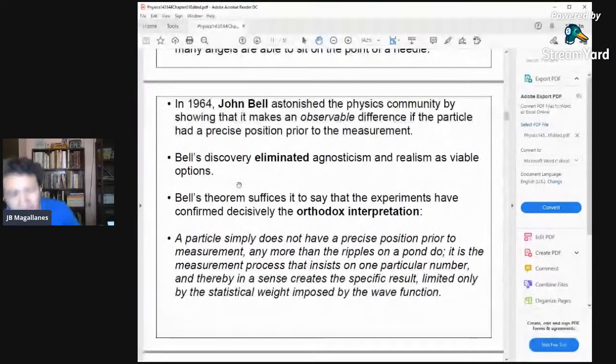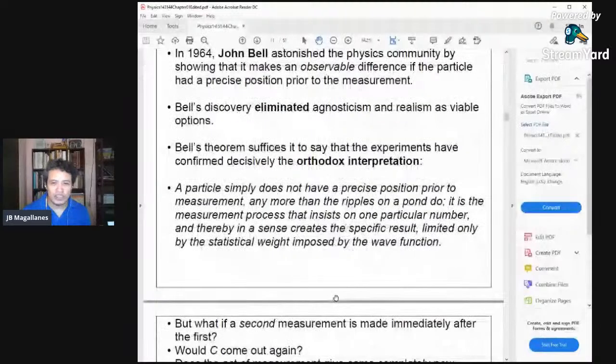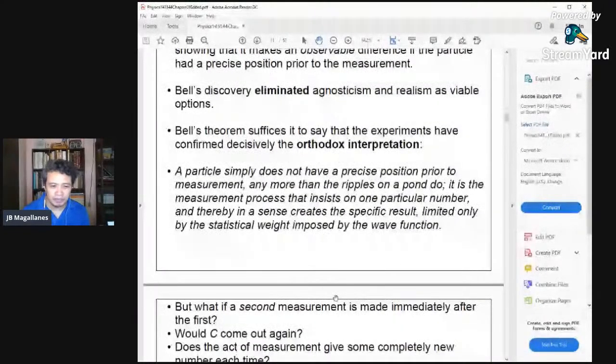His discovery eliminated agnosticism and realism as viable options. And he said, a particle simply does not have a precise position prior to measurement any more than the ripples on a pond do. It is the measurement process that insists on one particular number and thereby, in a sense, creates the specific result, limited only by the statistical weight imposed by the wave function. That's the orthodox interpretation, according to him.